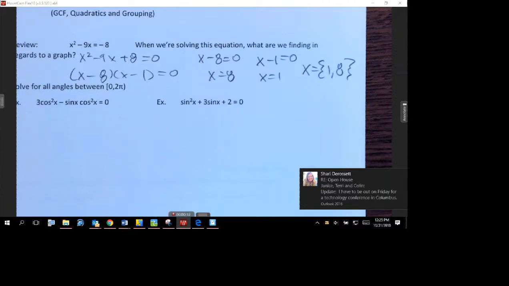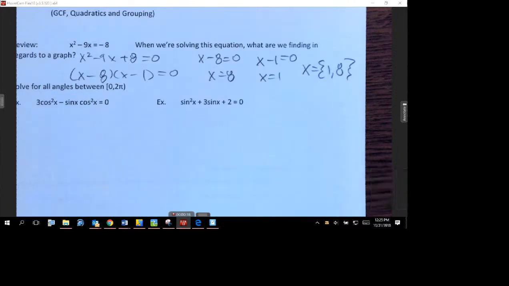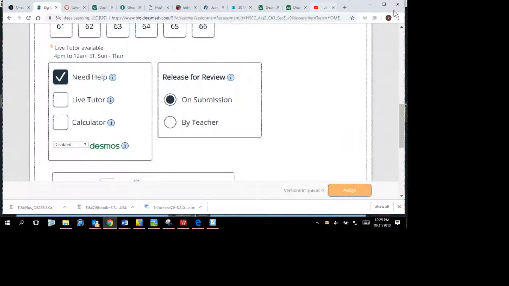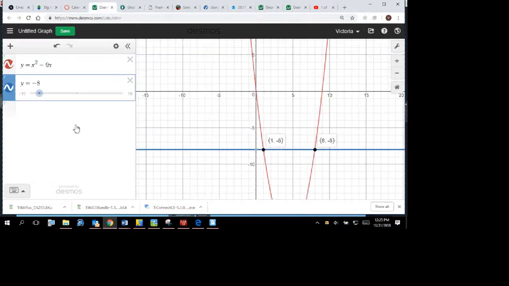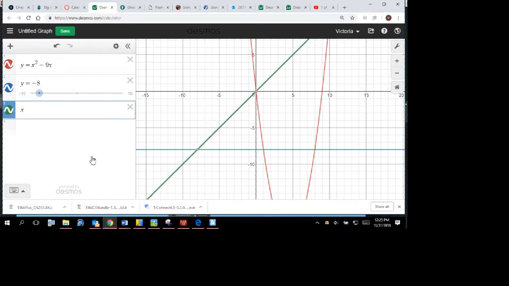All right, so we solved for x-intercepts, and we were talking about how that relates to Desmos, which is not up anymore. There's Desmos. Nope. Where's mine? Over here. There we go. Found it. All right. So then the equation that when we solved for the x values, we solved x squared minus 9x plus 8.